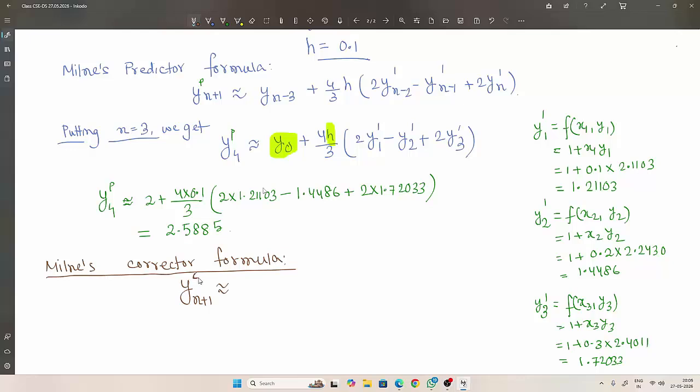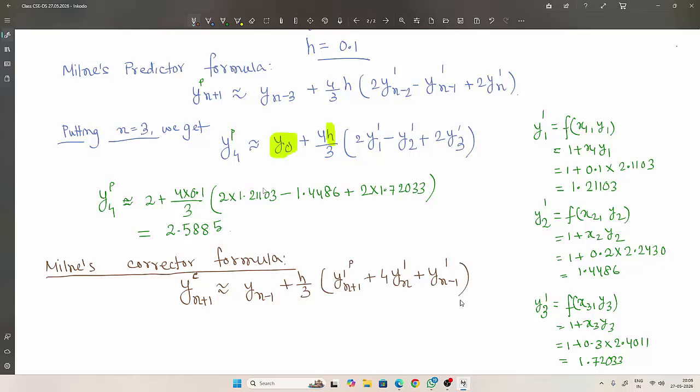This C implies that this is the correction formula, nothing else. So y n plus 1 C is equal to y n minus 1 plus h by 3 into y of n plus 1 dash at the prediction point. So this P indicates that at the predicted point we will find it, plus 4 y n prime plus y of n minus 1 prime. Okay, this is the formula.